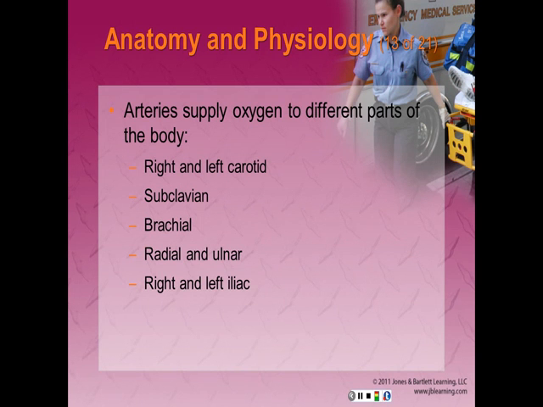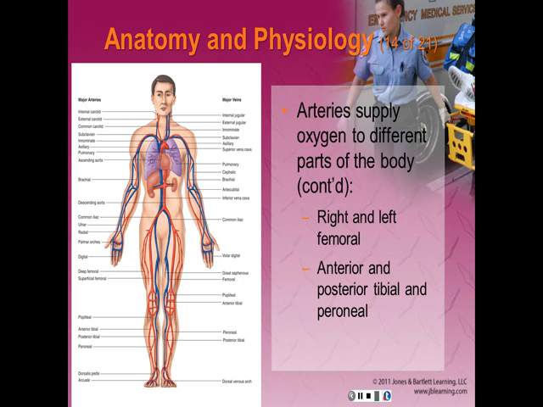The arteries supply oxygenated blood to different parts of the body. The right and left carotid arteries supply the head and the brain. The subclavian arteries supply the upper extremities. The brachial artery supplies the arms. The radial and ulnar arteries supply the hands, and the right and left iliac arteries supply the groin and pelvis. The right and left femoral arteries supply the legs, and the anterior and posterior tibial and peroneal arteries supply the feet.